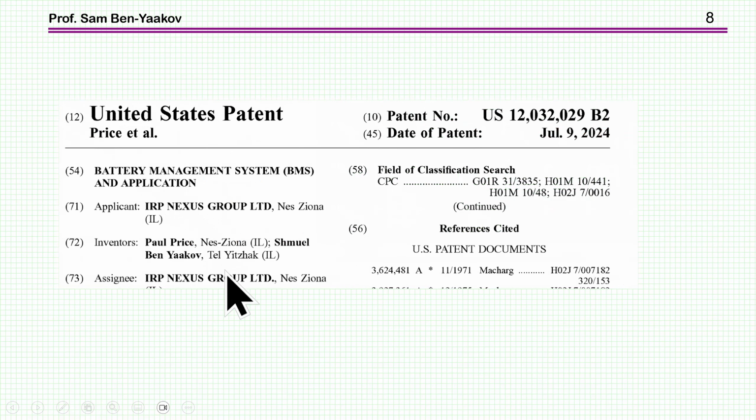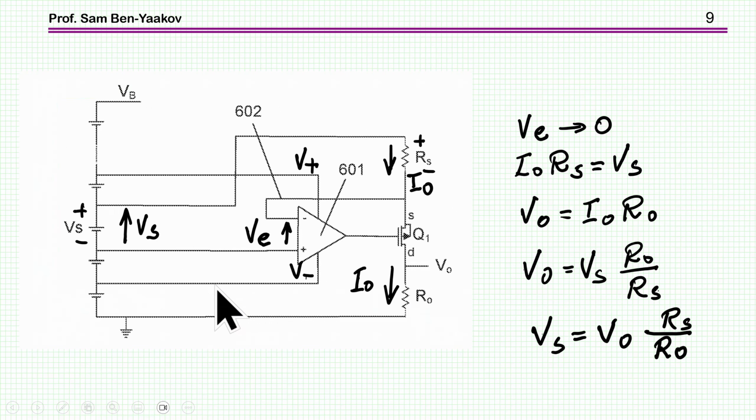Let's move now to another application in this area. I'm showing now a circuit that is part of this patent. That's not the whole patent. There are many aspects to it. It is a patent by Paul Price and myself. And here is the circuit that I'm talking about. In this application, which is a bit different from the current sensing, although it has some common features, we are measuring the voltage of a cell in a battery. So there is an array here of cells, and we are measuring the voltage of one cell.